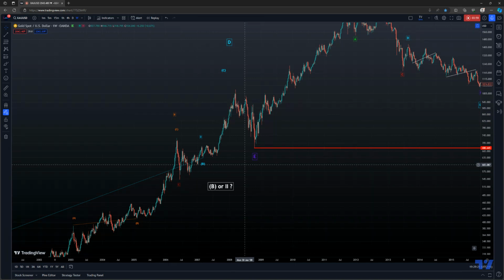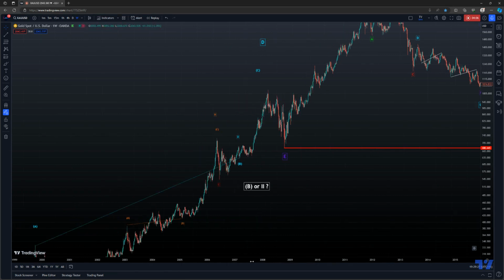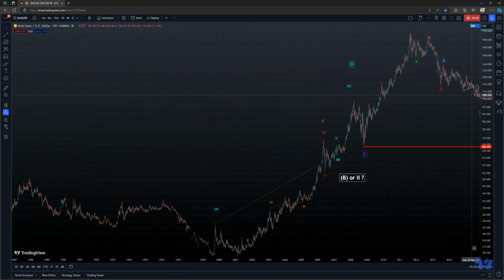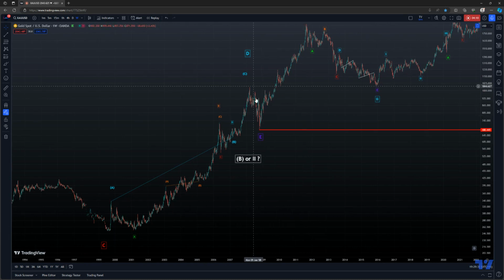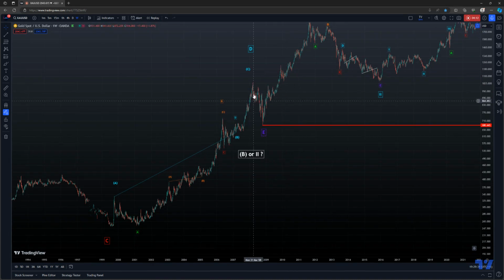Now, it was a pretty small wave E, absolutely, but it probably just shows the resilience of gold, given that it was a money printing event that caused it in the first place, right? And did they hold back on printing too much money? Well, not really. They bailed out the banks.